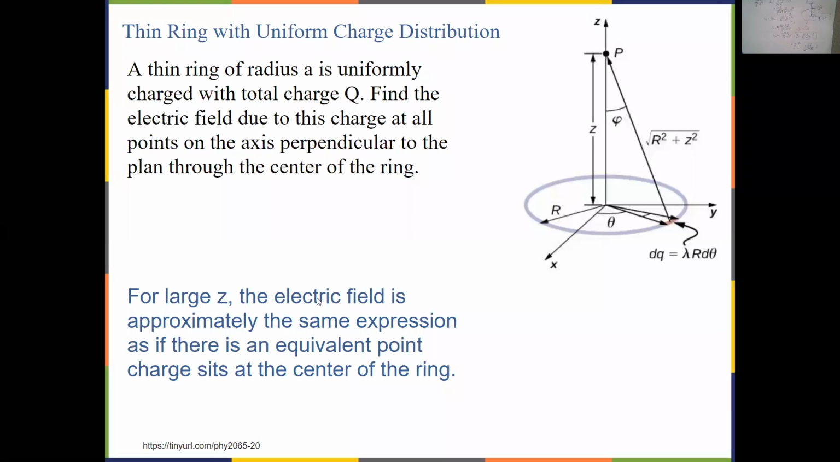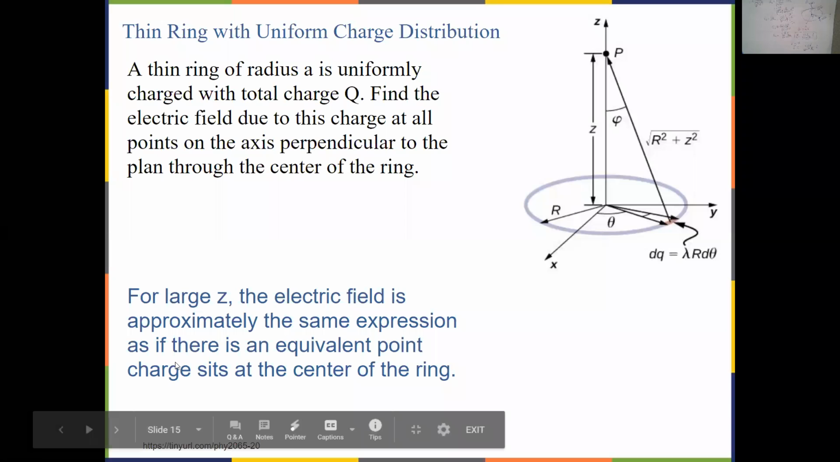So for large Z, the electric field is approximately the same expression as if there's an equivalent point charge sitting at the center of the ring. So when Z is very big.